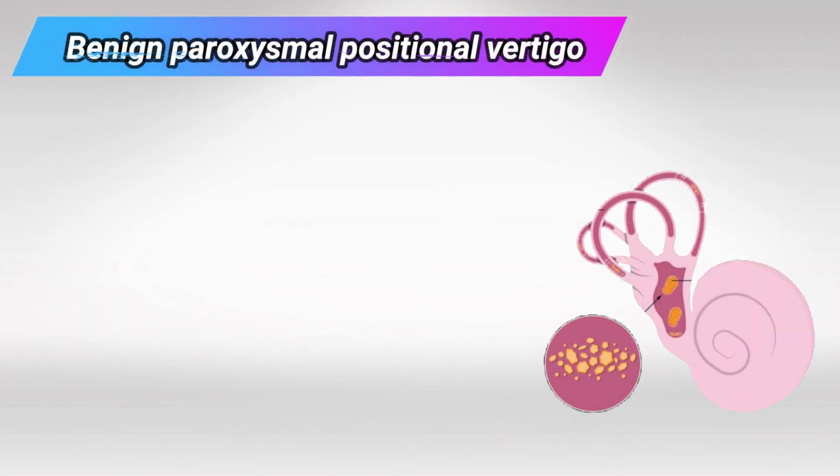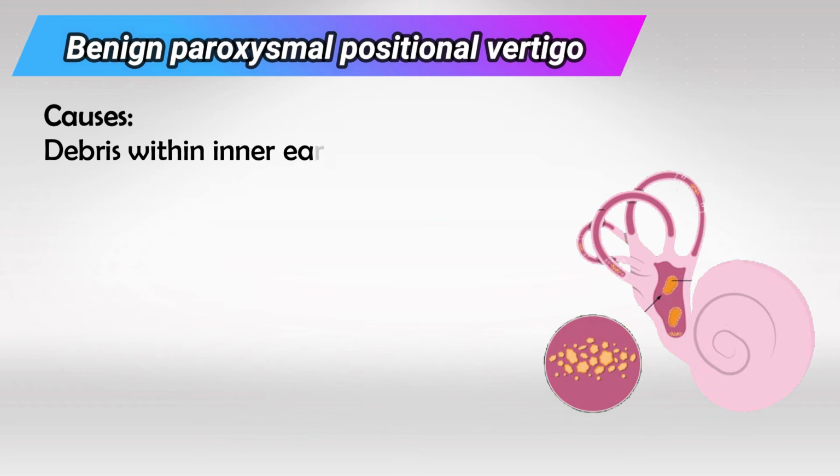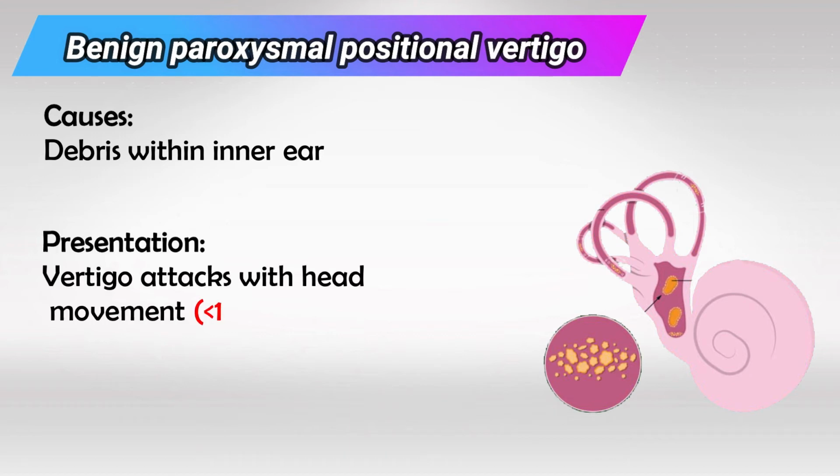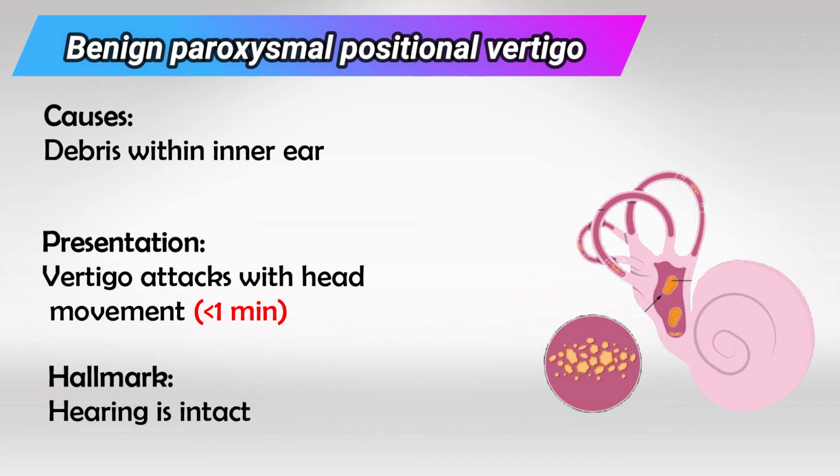Next, we have benign paroxysmal positional vertigo, and it's caused by debris within the inner ear. This can be keratin, dead cells, or small bone fragments. This causes recurrent attacks whenever the head moves, and the attacks are very benign. Well, from the name, they're less than 1 minute. It's important to know that hearing will be intact, unlike Meniere disease.